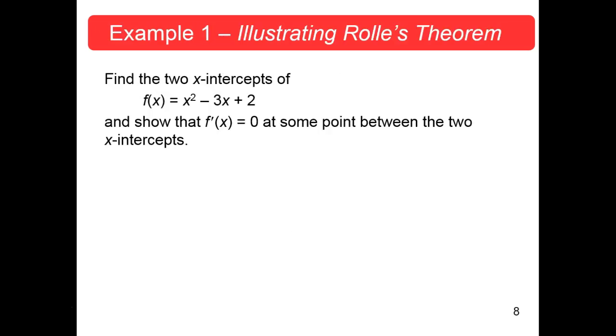Okay. Here is example 1. I think we've got time for it. Find the two x-intercepts of f of x equals x squared minus 3x plus 2, and show that f prime of x is equal to 0 at some point in between those two x-intercepts. How do we find the x-intercepts? What's true about an x-intercept?